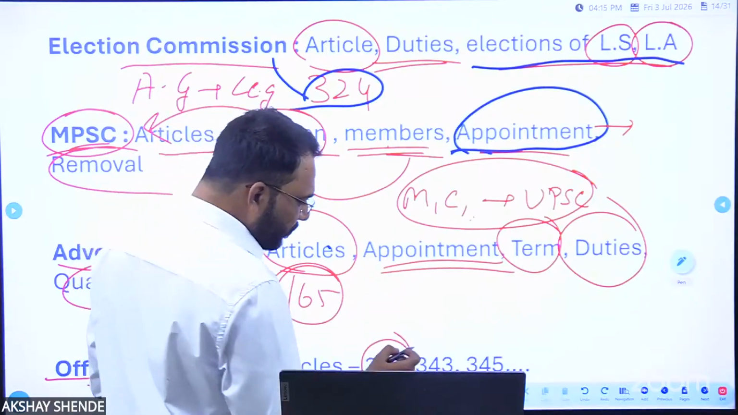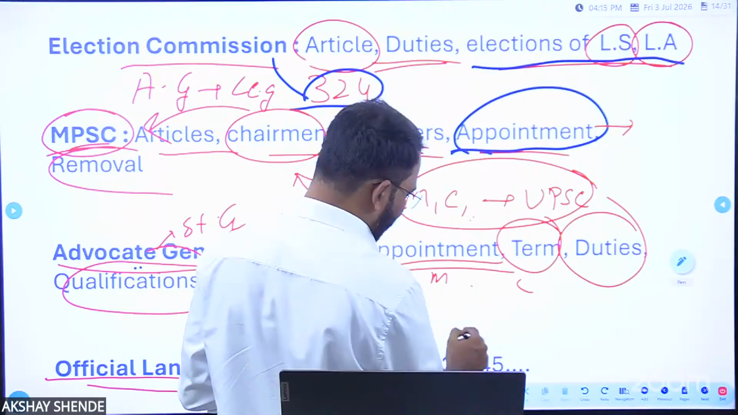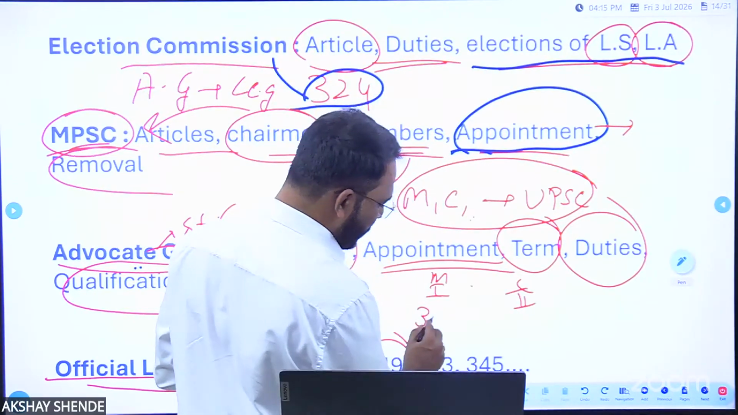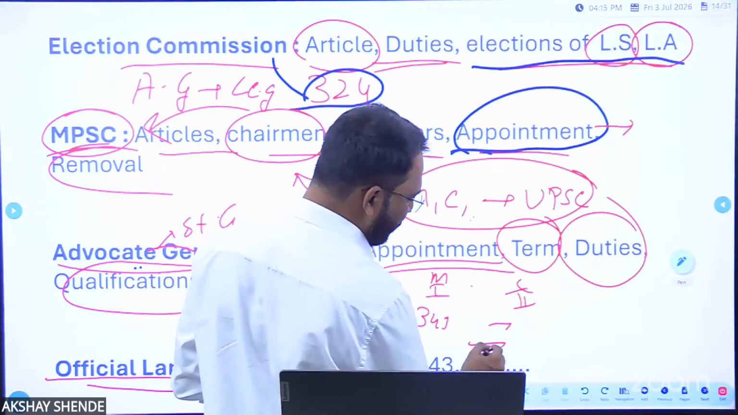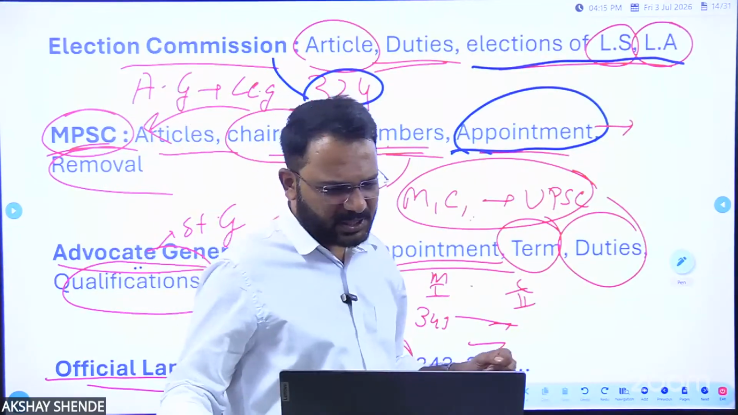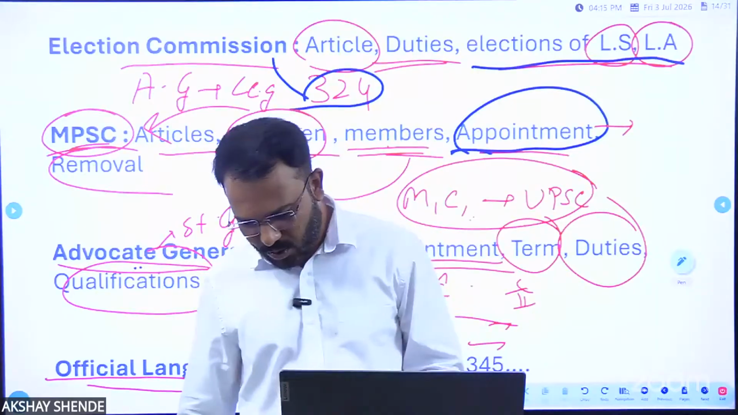Okay, or what they will do, they will straightly match the pair. Okay, in list 1 and list 2, here they will give you these articles and here they will give you the statements and you have to match the pairs. Okay, sir, are notes in physical or virtual format? Notes will be given to you, don't worry.